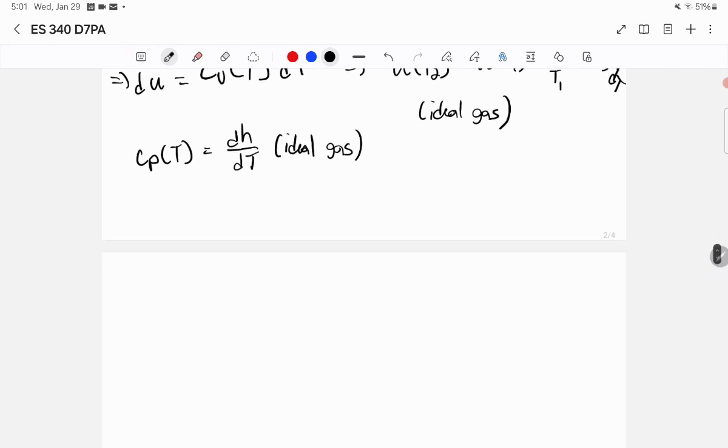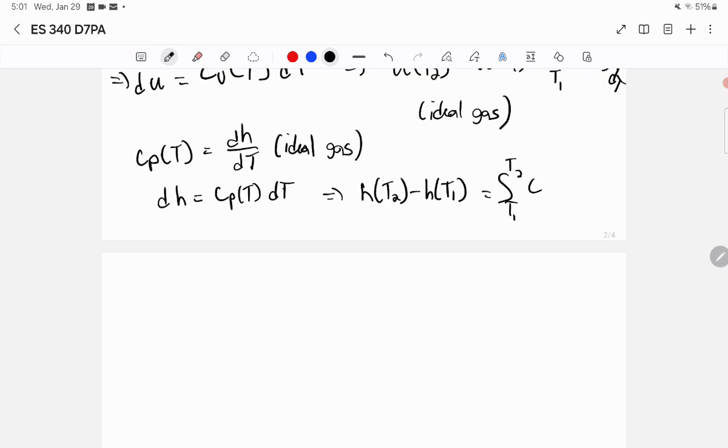And again, we can do the same trick. We can say dH is equal to Cp of T dT, which means that H of T2 minus H of T1 is equal to the integral from T1 to T2 of Cp of T dT. And again, just like before, commonly we'll just assume that the function here is a constant for many problems that we'll be dealing with.